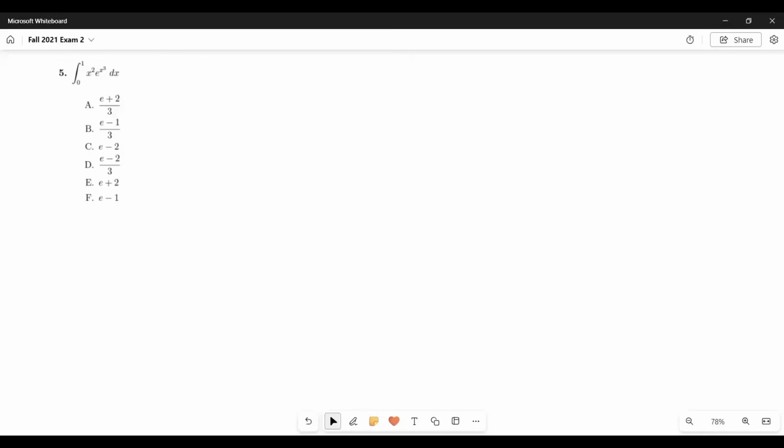Okay, this question asks to find the integral from 0 to 1 of x squared e to the x cubed dx. So in this case, let's write it first. From 0 to 1, x squared e to the x cubed dx.